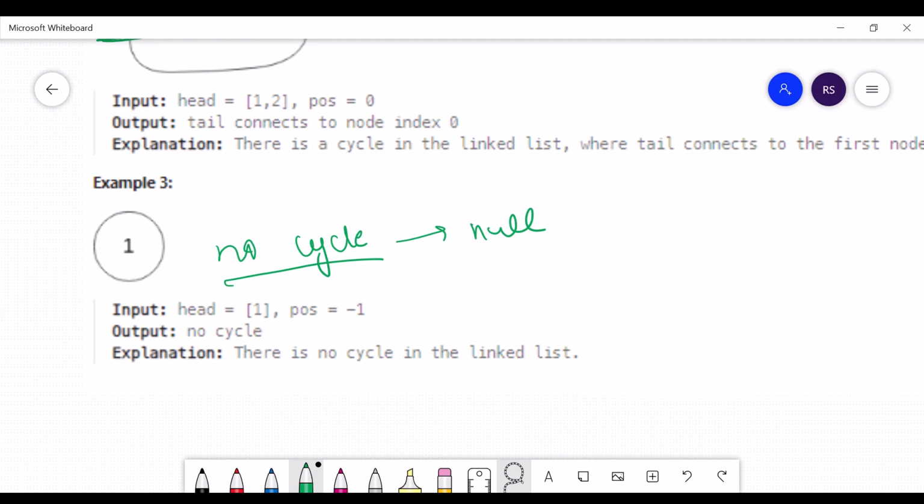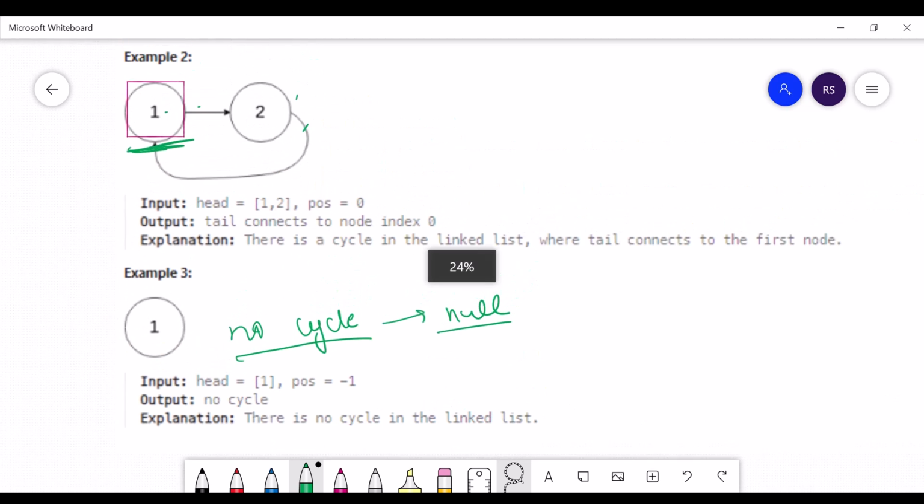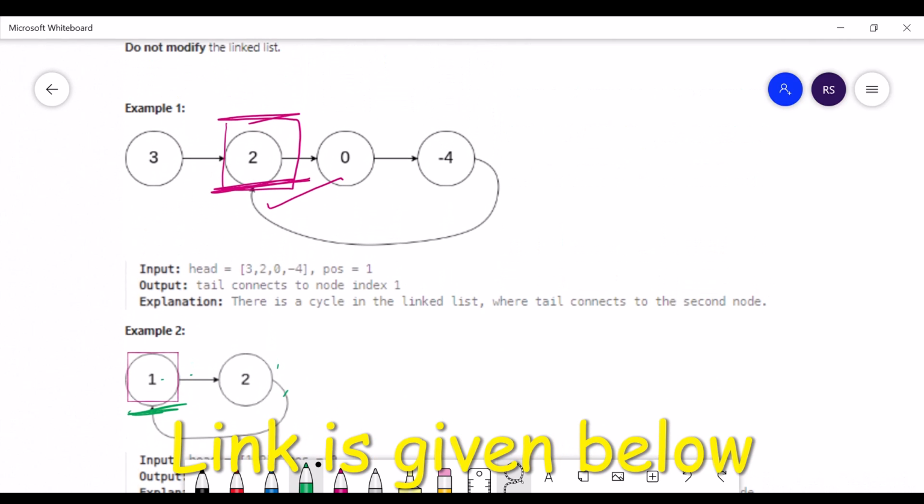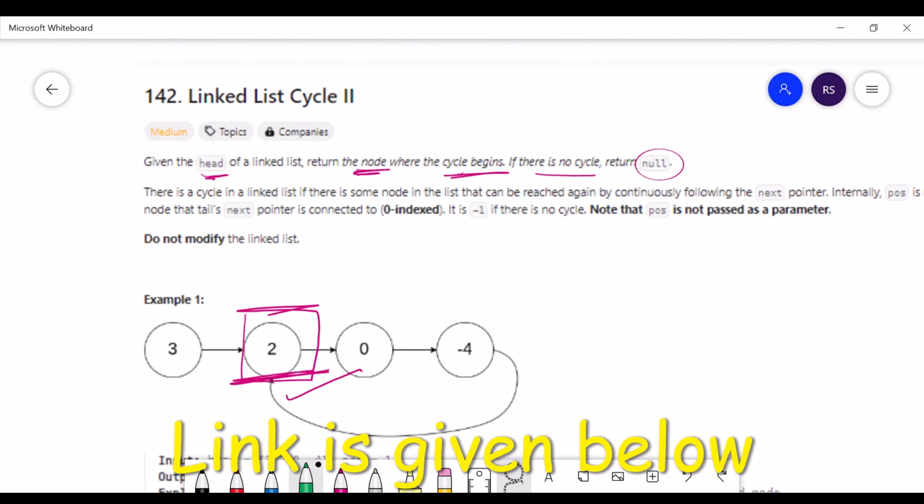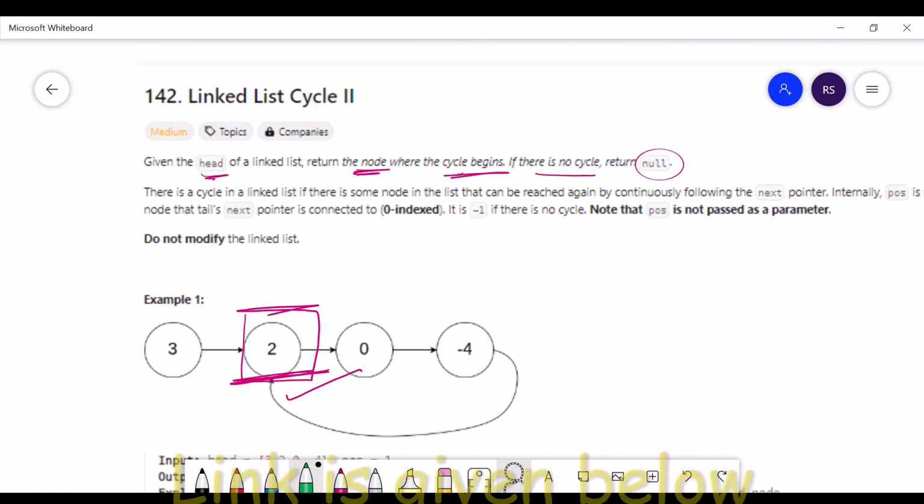So that is all for the follow-up question. Try to solve this example by yourself. And if you face any difficulty, we will solve this question in a follow-up video. Link for this question is given in the description below.